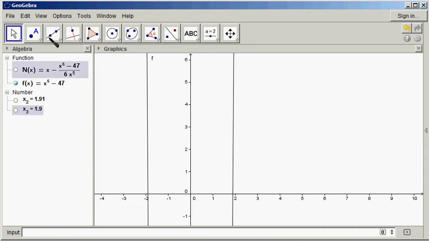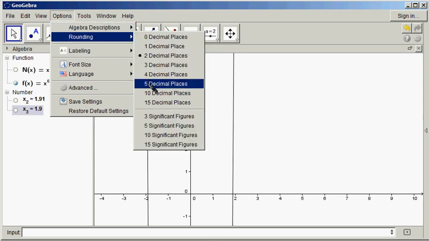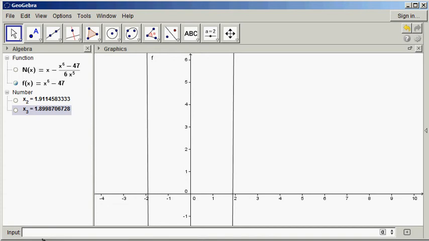That's x3. And actually, we need to change the rounding to 10 decimal places. Here you go. All right, and how about x4? It is N of x3, and right, so that's x4, right? And x5, you can see that it's kind of stabilizing, but I'm going to keep going. So x5 is going to be N of x4, right? And you can see that it's still changing, so I'm going to do x6 is equal to N of x5.